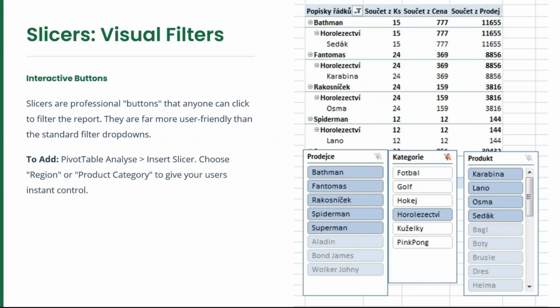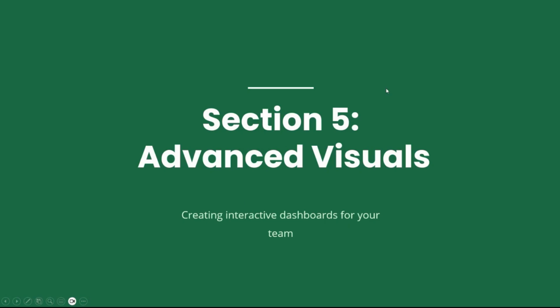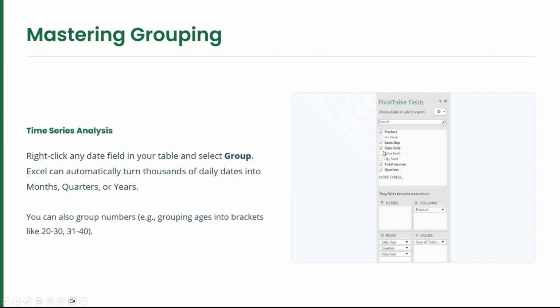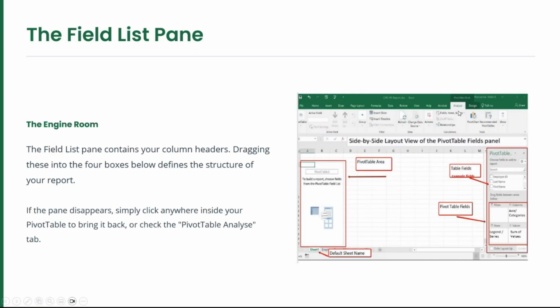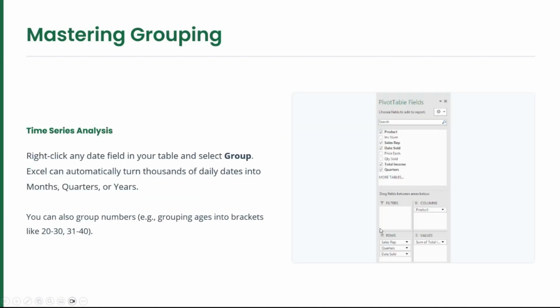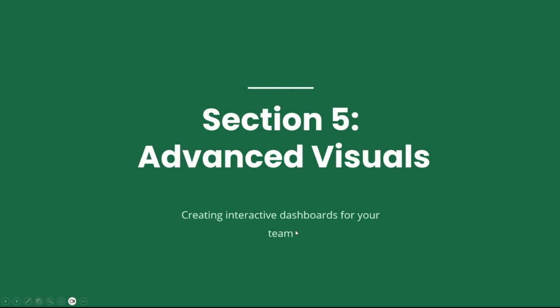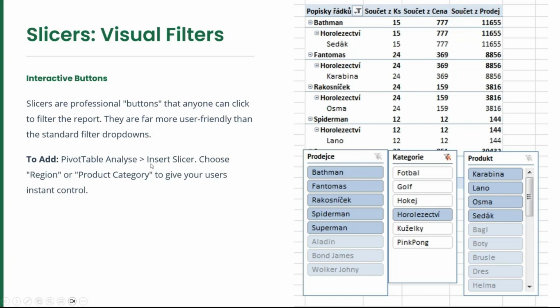And how do you add them? You need to go to your pivot table analyze. Somewhere within your pivot table analyze, you would go there to find the slicer, and then you need to go insert slicer, and then you would choose which fields or columns that you want to include.